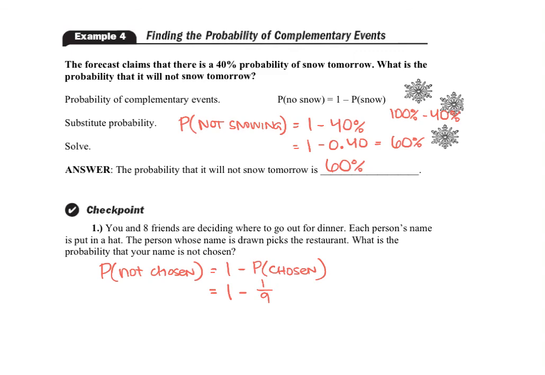Okay, so this would be 1 minus, well, the probability that you are chosen is 1 out of 9, because you and 8 friends, so there's 9 people total. Now, if I want to leave this as a fraction, which is probably easiest, I need a common denominator. So instead of 1, I'm going to write that as 9 over 9 minus 1 over 9. So the probability that you are not chosen is 8 out of 9. So again, complementary events are when one or the other has to happen. And so if you know the probability of it happening, you just take 1 minus that to find the probability of it not happening.